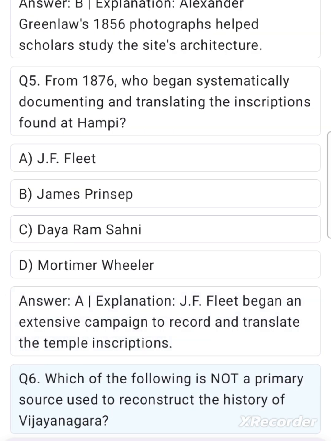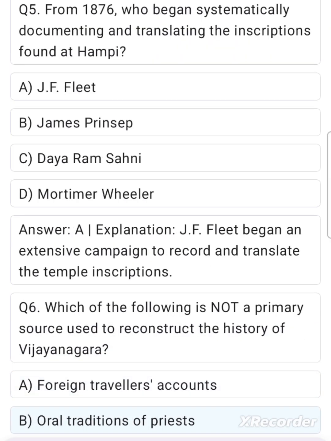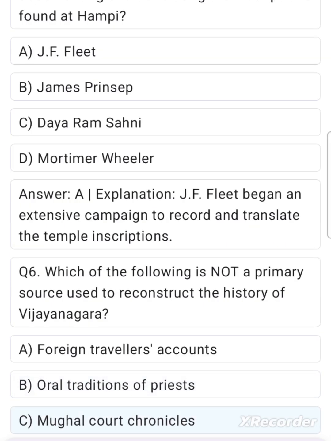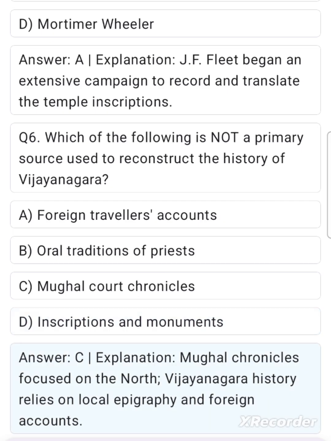Q6. Which of the following is not a primary source used to reconstruct the history of Vijayanagara? A. Foreign travelers' accounts. B. Oral traditions of priests. C. Mughal court chronicles. D. Inscriptions and monuments. Answer. C. Explanation. Mughal chronicles focused on the north. Vijayanagara history relies on local epigraphy and foreign accounts.